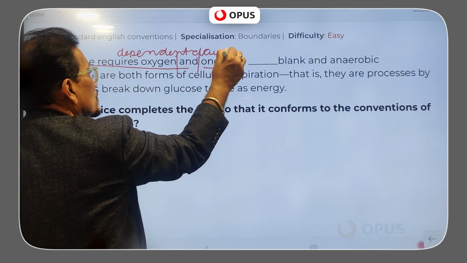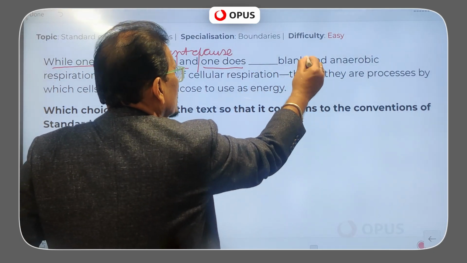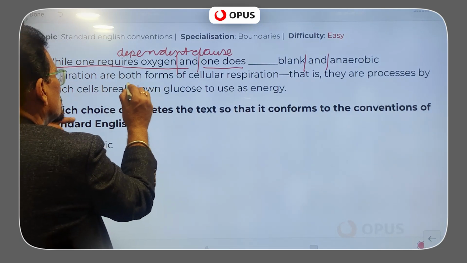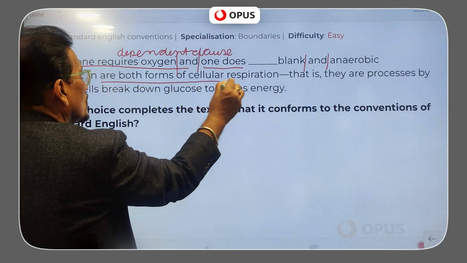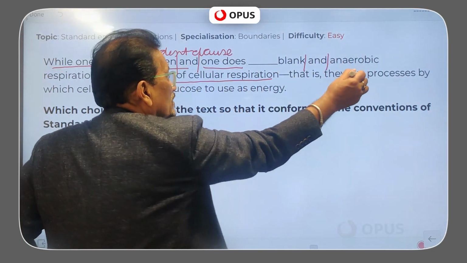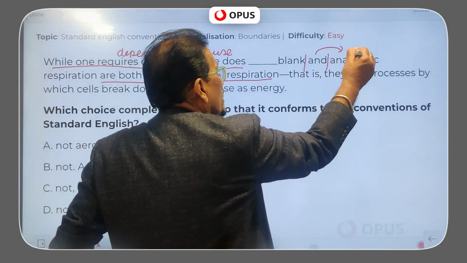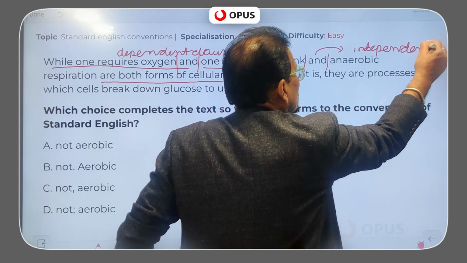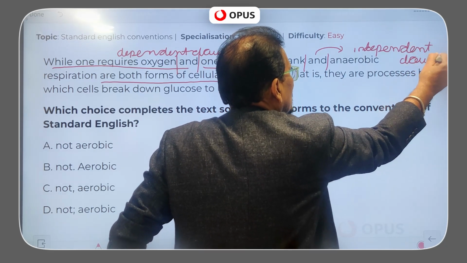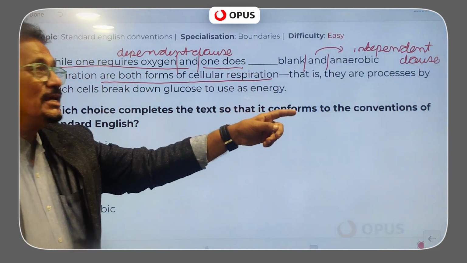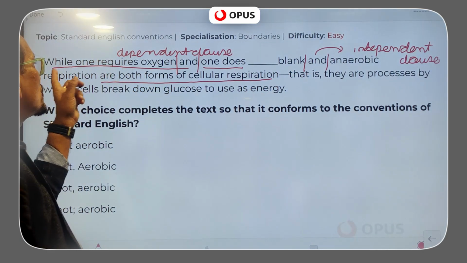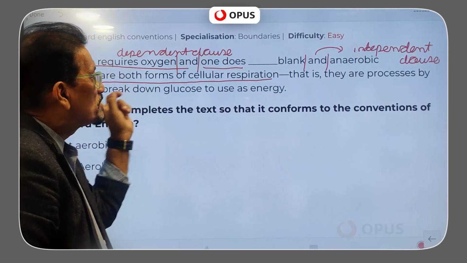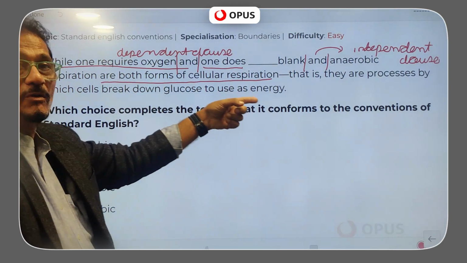This is a dependent clause, and there is another thing over here: "aerobic and anaerobic respirations are both forms of cellular respiration." This second part that follows is an independent clause. It's an independent clause. Do you understand what I'm saying? So what does it mean basically? It means that the first part is actually dependent.